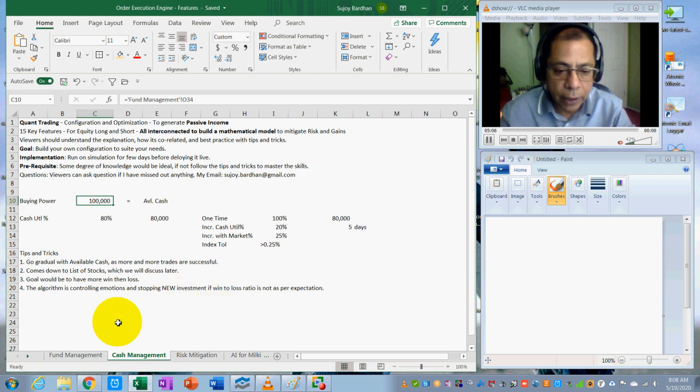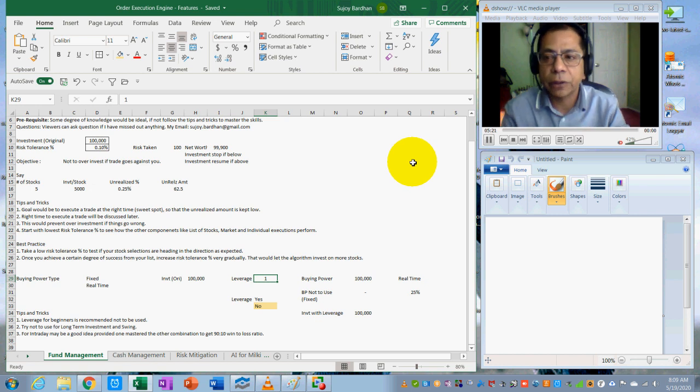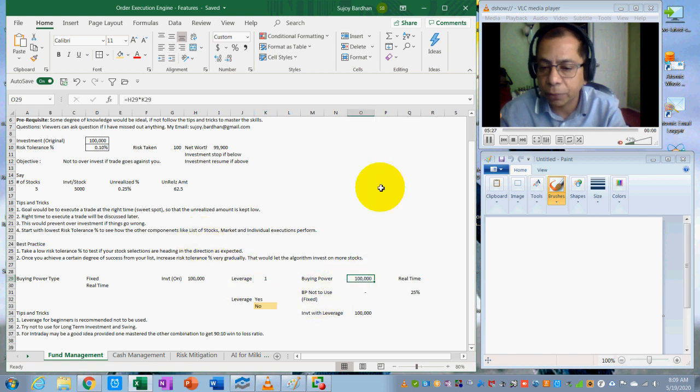So as a recap on my fund management, I was talking about how you have, say, 100,000 as an example, and out of that 100,000 you're not taking any leverage. In Interactive Brokers, when you say one, it means you're using your own cash, which gives you the buying power. So now, having said that, you are also telling the software that you want to use the entire cash.